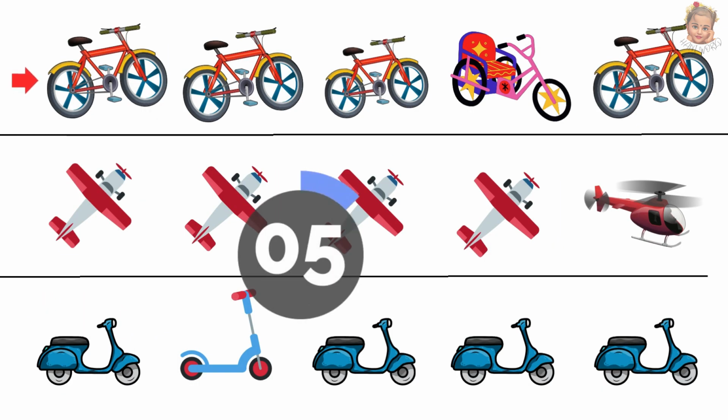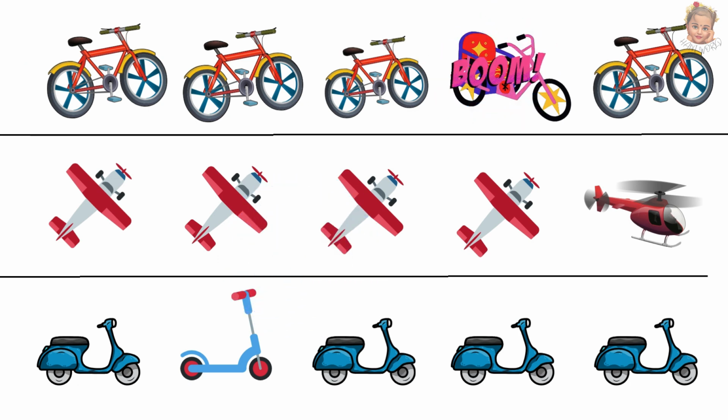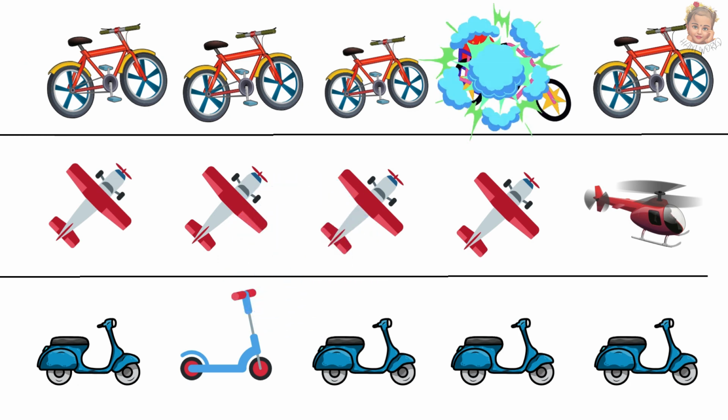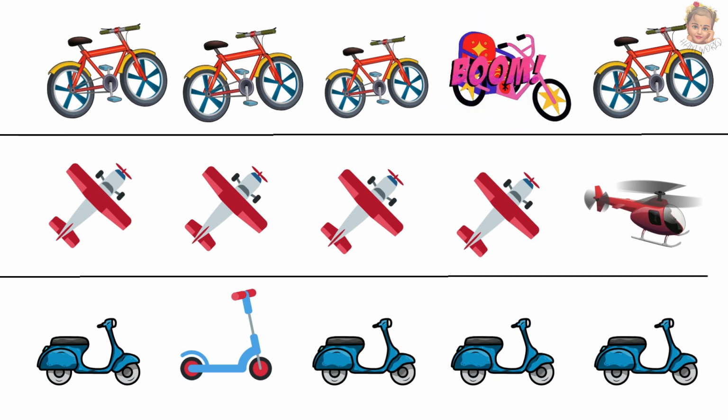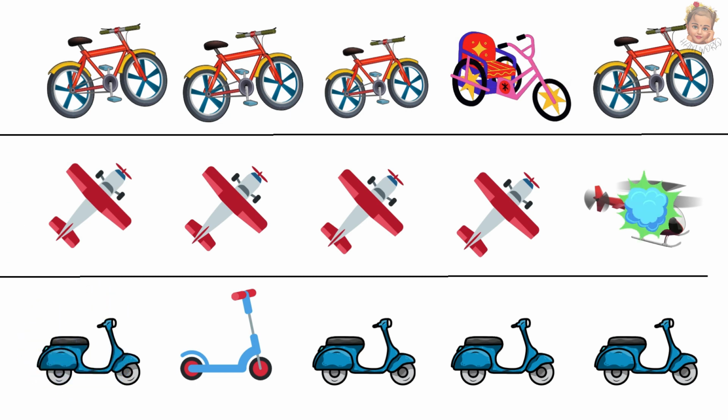The first row, which one is the odd one? Cycle, cycle, cycle, auto rickshaw, cycle. Yes, the answer is auto rickshaw. Auto rickshaw is the odd one. We'll move on to the second row. Which one is the odd one? Yes, helicopter is the odd one out in the second row.